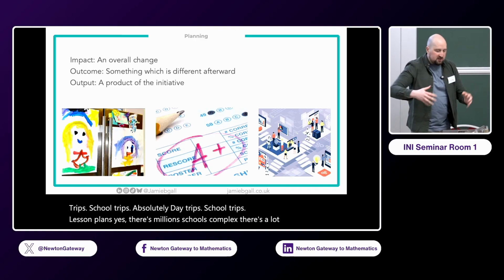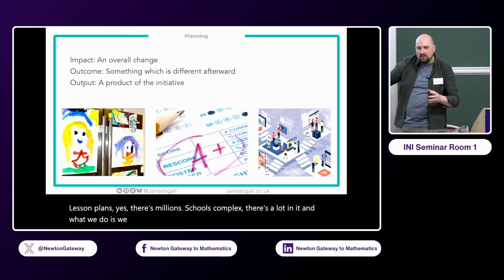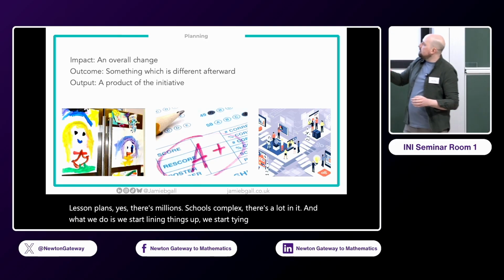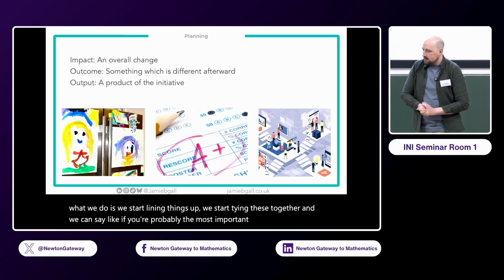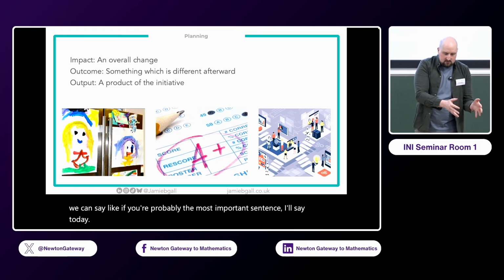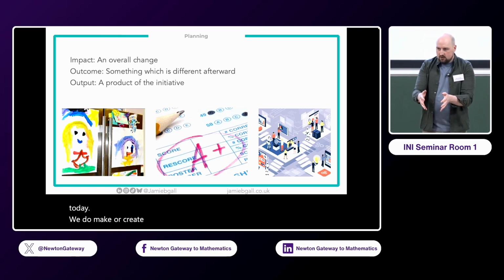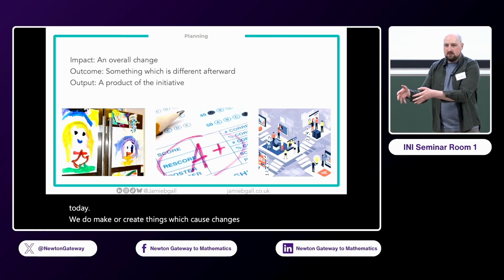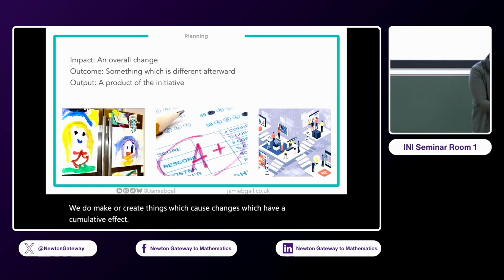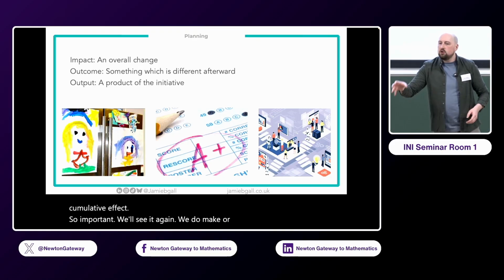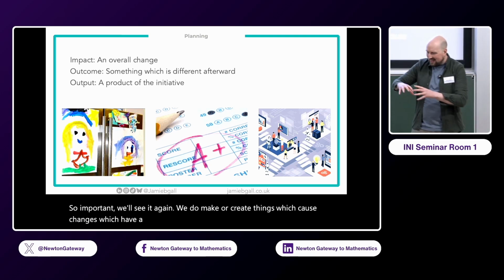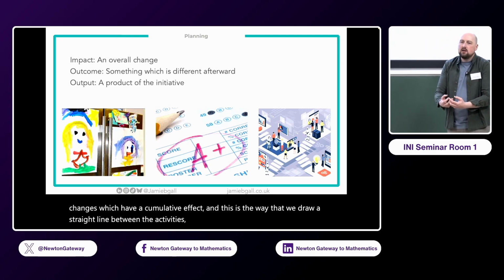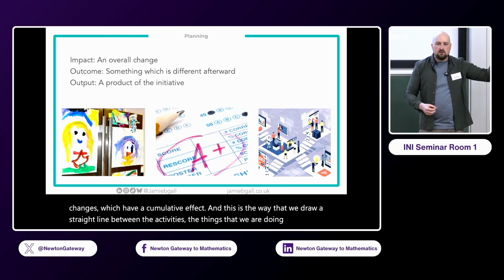And what we do is we start lining things up. We start tying these together. And I'll give you probably the most important sentence I'll say today. We do make or create things which cause changes which have a cumulative effect. So important, I'm going to say it again. We do make or create things which cause changes which have a cumulative effect. And this is the way that we draw a straight line between the activities, the things that we are doing, through to the change that we're fostering.